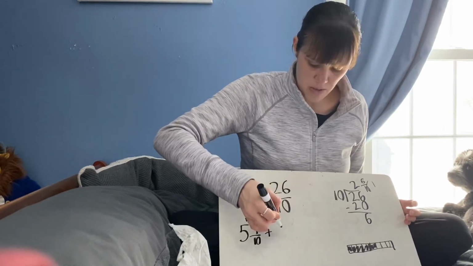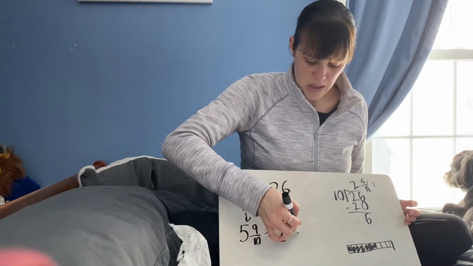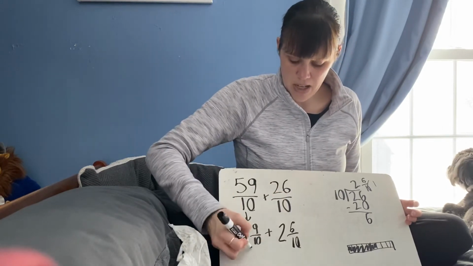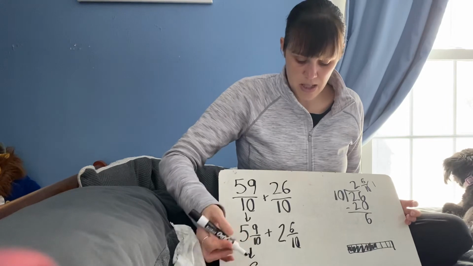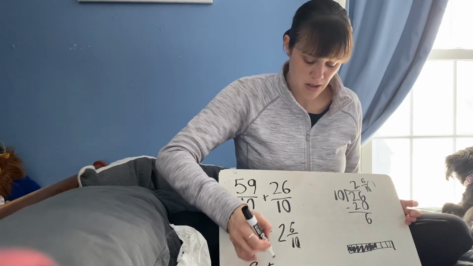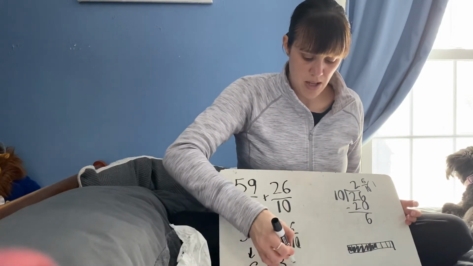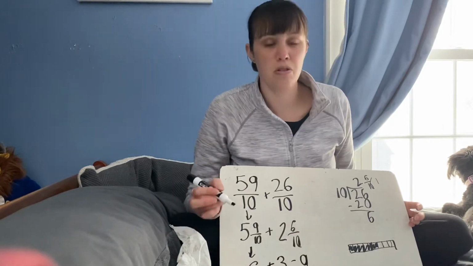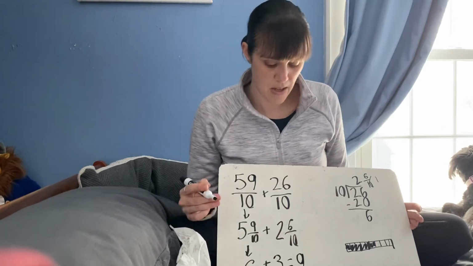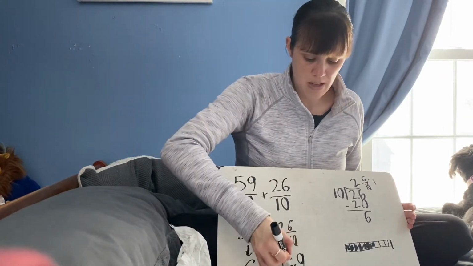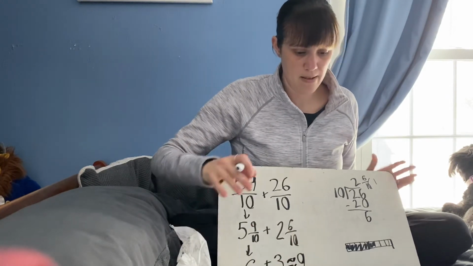Oh, whoops, I forgot to write this, sorry. 2 and 6/10. So 5 and 9/10 is definitely closer to 6. 2 and 6/10 is closest to 3. And did I get my original estimate right? Yes, I did. So it's approximately 9.